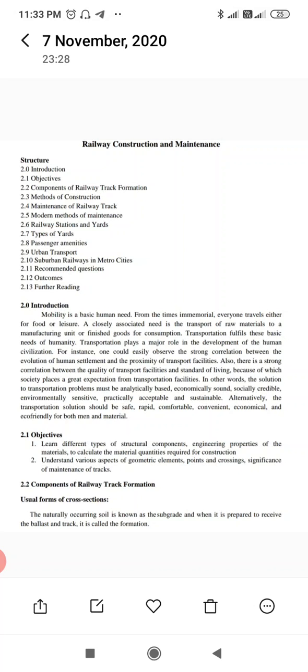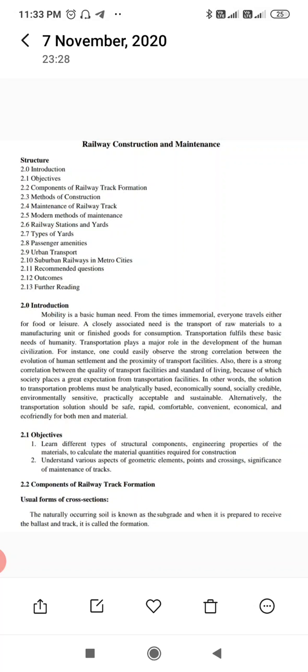In other words, the solutions to transportation problems must be analytically based, economically sound, socially credible, environmentally sensitive, practical, acceptable, and sustainable. Alternatively, the transportation solution should be safe, rapid, comfortable, convenient, economical, and eco-friendly for both man and material.